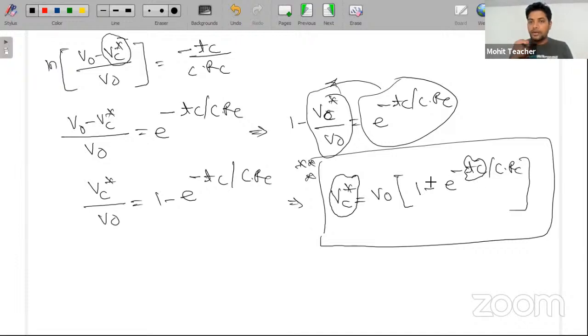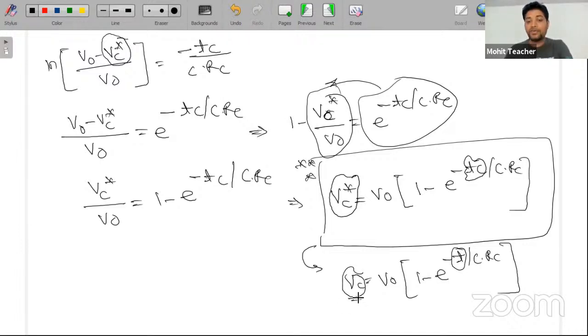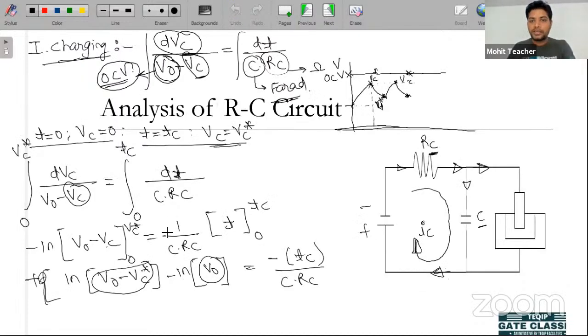Now suppose that instead of considering the time TC, we consider some random value. Suppose at some time T we have to calculate the voltage. So what can I write this equation like? That is VC equals V naught into 1 minus e to the power minus T upon CRC. Fine. Because at any random time I can get the value of VC. That time T can be anything. Okay. Now what did we have to calculate? We have to calculate the charging current.